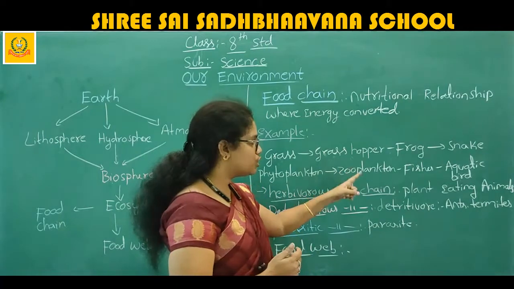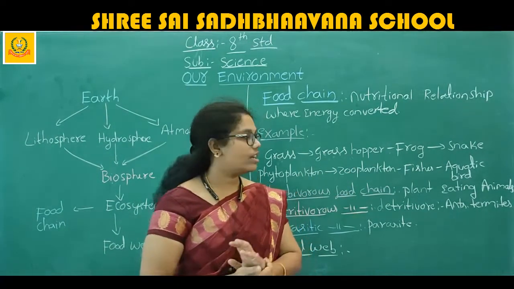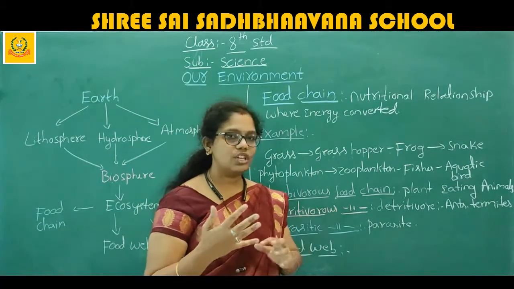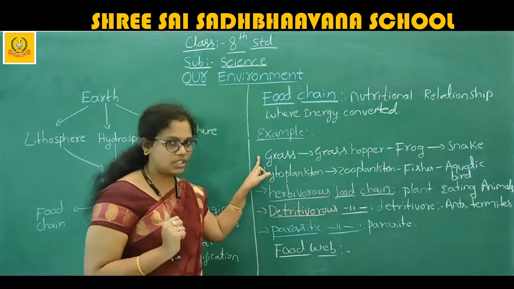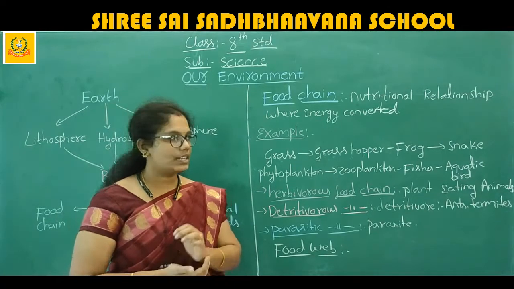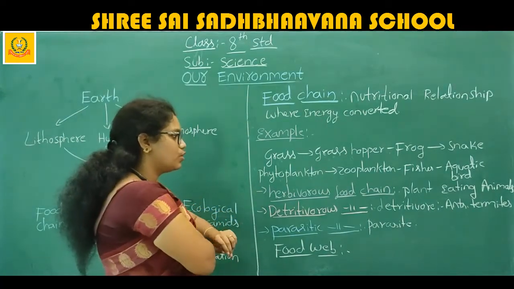After that, the fishes are eaten by the aquatic birds. Therefore, here the tertiary consumer is the aquatic birds. This is how the food chain goes on. This is the food chain of the tertiary, and this is the food chain for the aquatic. Understood? After this, next we are going to discuss the herbivorous food chain.